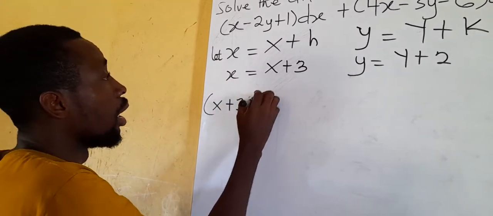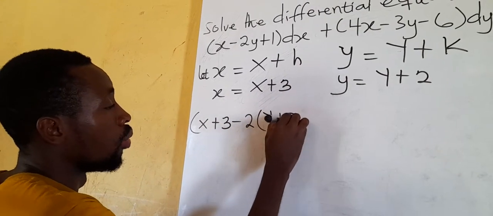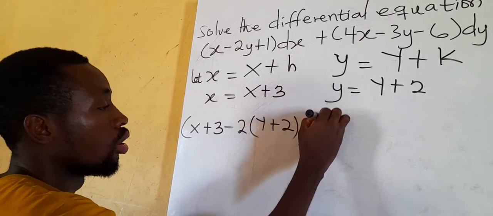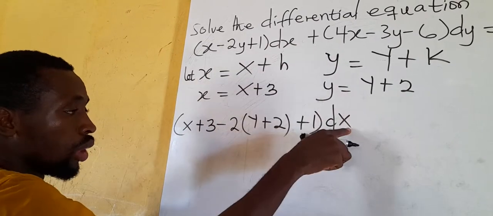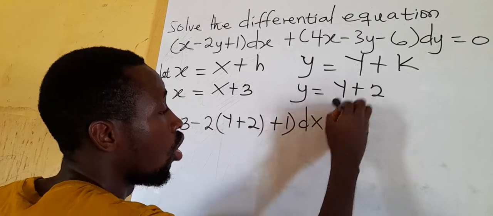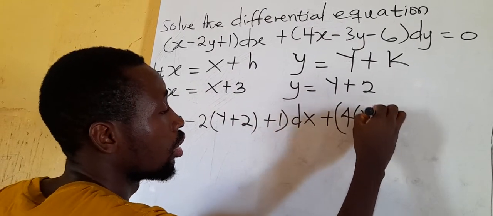So minus 2, what's our y? That's capital Y plus 2, plus this one, our d. Now the small s will become capital S again. Now we have plus 4. What's our x? Remember, it's still X plus 3.